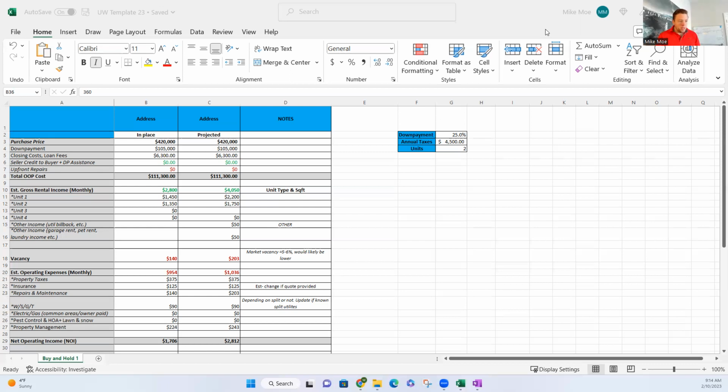So we'll run through this. Really, it's a very basic calculator. There's hundreds of them out there. You just got to find one that you like. I like this one because you can do it very quickly, a couple minutes, and it gives you the very couple key KPIs that I think are important when looking at investment property.